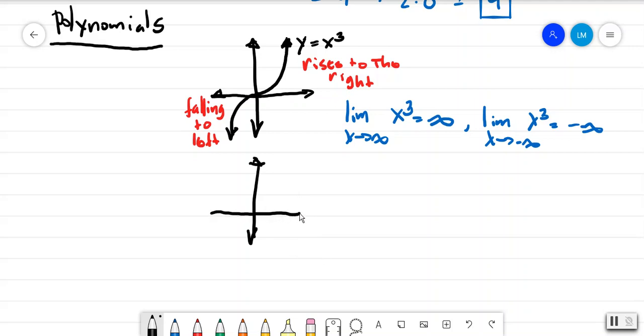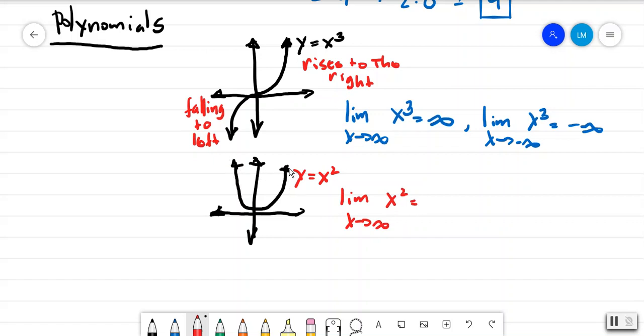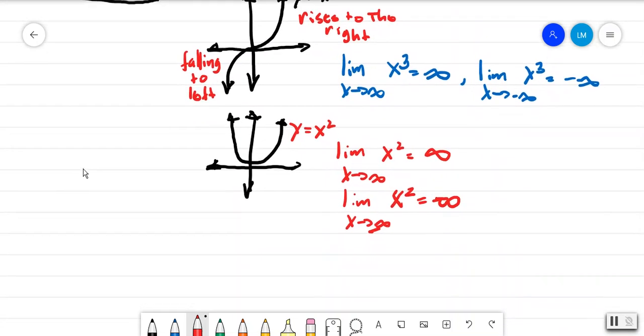Okay, so for x squared, we have that it's a parabola that looks something like this. But essentially, for y equals x squared, if I look at the limit as x approaches infinity for x squared, it's rising to the left and the right, which basically means that it goes to infinity, and the limit as x approaches negative infinity for x squared is equal to positive infinity.